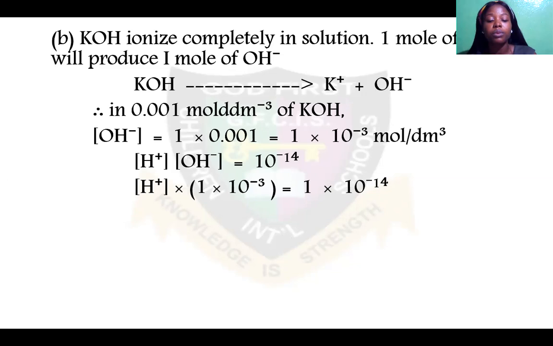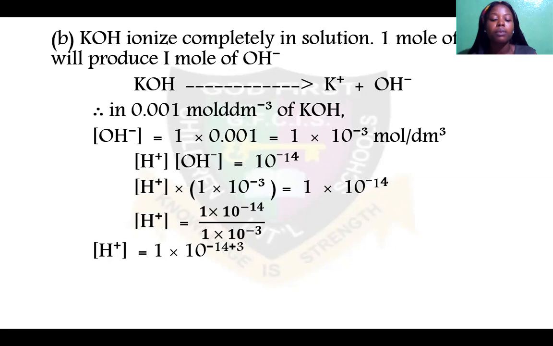We equate the value of hydroxide ion concentration, which is 1 times 10 raised to power minus 2, making hydrogen ion the subject of the formula. We have 1 times 10 raised to power minus 14 over 1 times 10 raised to power minus 2. So hydrogen ion will be, when the minus 2 crosses, 1 times 10 raised to power minus 14 plus 2. This is just standard form. So hydrogen ion concentration will be 1 times 10 raised to power minus 12 mole per dm cube. That's the hydrogen ion concentration.